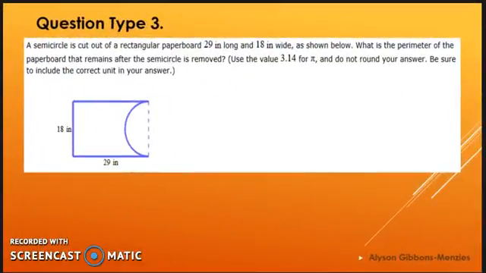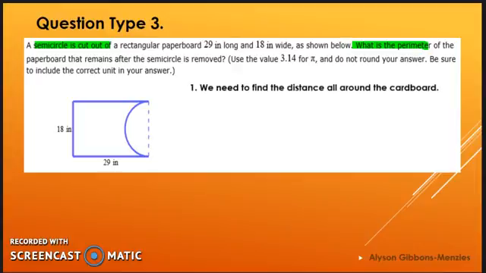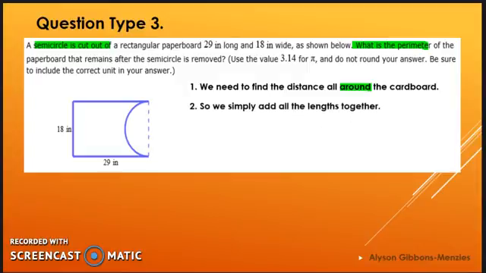And finally, the last type question. A semicircle is cut out of a rectangular paper board. It's 29 inches long and 18 inches wide. What is the perimeter of the paper board that remains after the semicircle is removed? This is the key word that's telling us we have to find the distance all around the card. There's the other key word. So we simply add all the lengths together again. Don't forget, the long side is 29 inches.